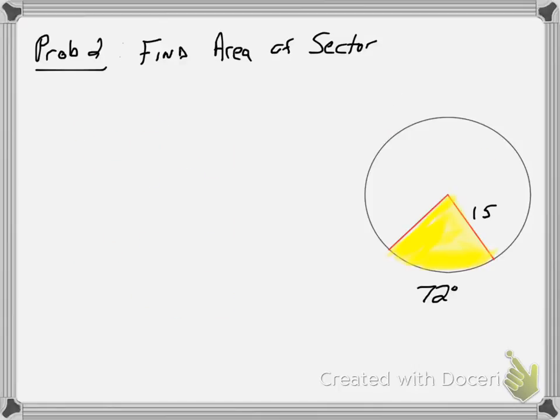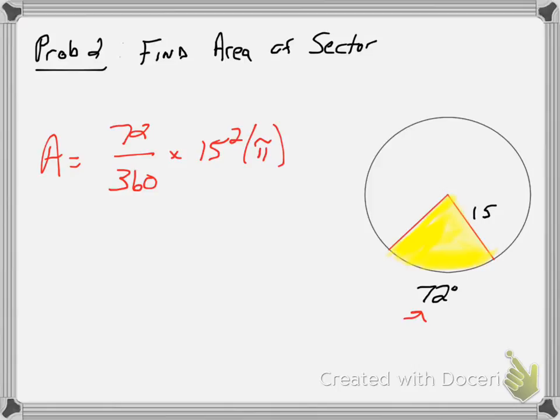Problem 2 is find the area of the sector. Now, I tried to shade in the yellow there a little bit, but again, it's the same thing. What's the part of the circle we're dealing with? Well, it's 72 degrees. So the area of the sector is going to be 72 divided by 360 times 15 squared pi. And again, it's nothing more than punching 72 over 360 in your calculator times 15 squared, and you end up with 45 pi as your answer. So plug that in your calculator and make sure you get the 45 and you understand how to do that. That's what the area of that sector is.